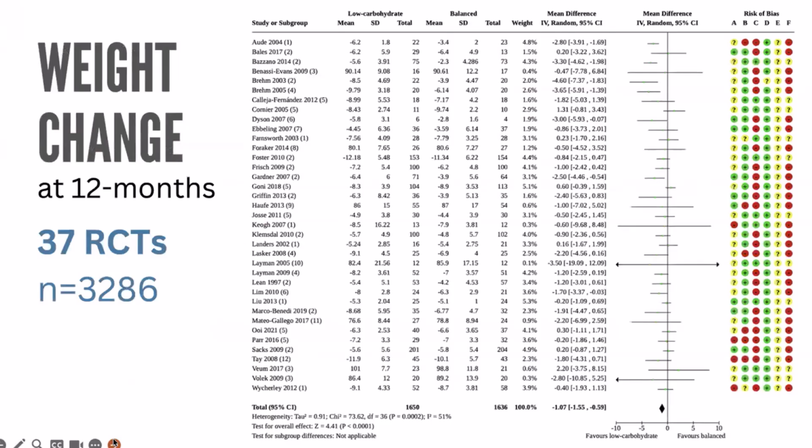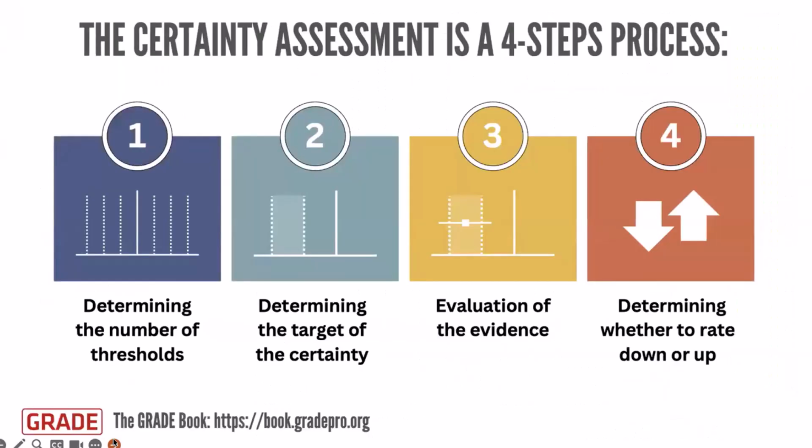The most important outcome for the trials included in this review was weight change at 12 months. There are 37 randomized trials, so about 3,000 people. It's a large review with a large number of studies, which allows us to play with the data, because that's another thing: the more data you have, the more detailed your analysis can be.